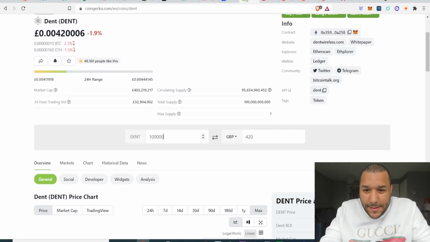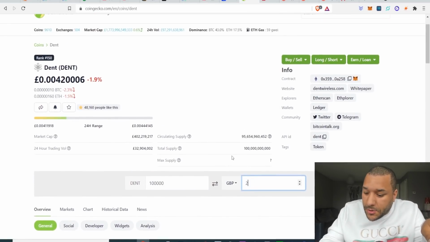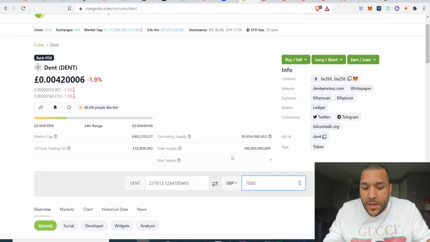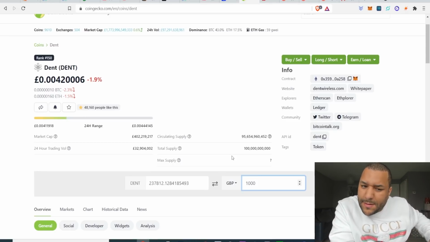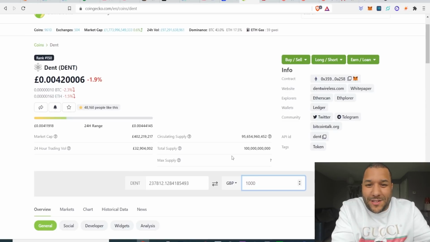Let's just have a look, because if you did put £1,000, you're going to get double. You're going to get like over 200,000 of these. Then that could be a good look, because then you could hold some for a longer term, because this was supposed to be a short term trade before it just came and crashed.